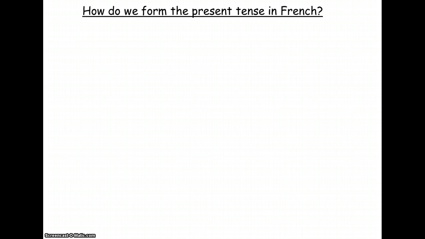So once we know we need the present tense, we need to know how to form it. Okay, so the first thing to note is that you need the infinitive of the verb. Now, the infinitive is the part in the dictionary, okay, or the part that ends er, ir, or re. We'll just have a look at where we can find some of those.